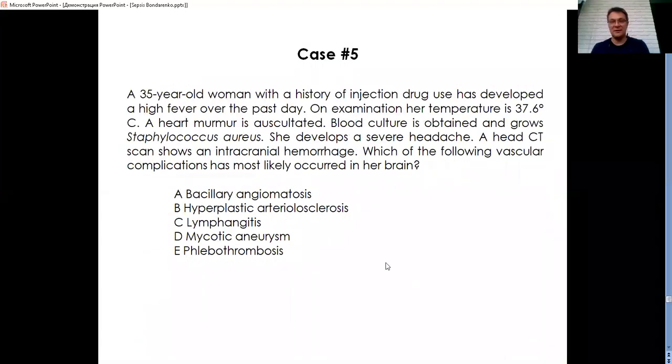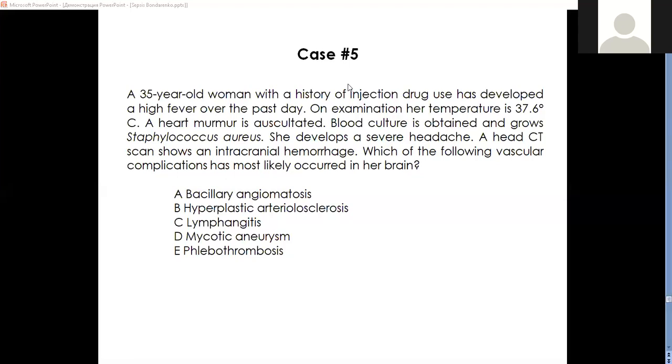And the last one, a 35-year-old woman with a history of injection drug use has developed a high fever over the past day.